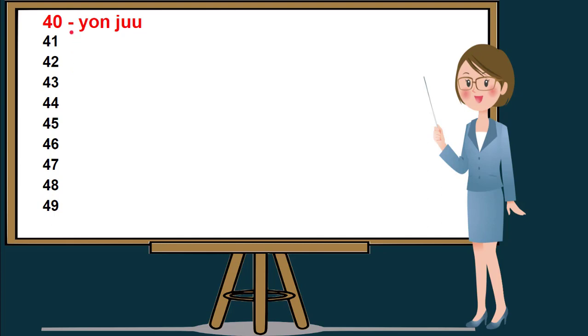Now we will count from 40 to 49. Please repeat after me as I point the number. Yongju, yongju ichi, yongju ni, yongju sang, yongju yong, yongju go, yongju lok, yongju nana, yongju hachi, yongju kyu. Very good.